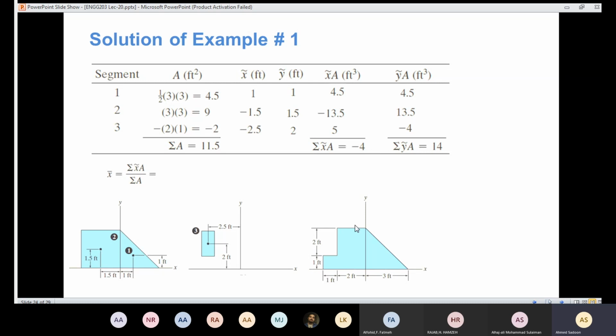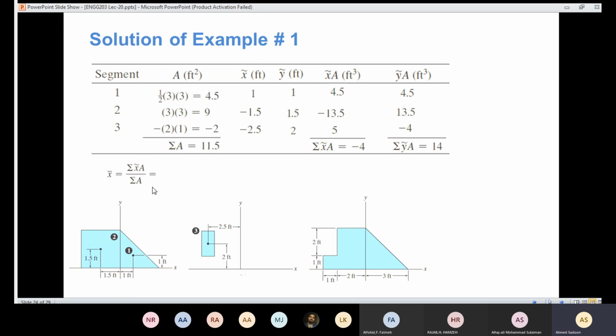we need to know the centroid in X and in Y. Also, we need to use your common sense. If this one is the composite body, is it possible that the centroid is located here? No, I don't think so. You see here, that part is bigger than that part, so I expect the centroid to be located somewhere here. So we also need to use common sense to know whether the centroid is correct or incorrect. Using common sense in engineering is very important.